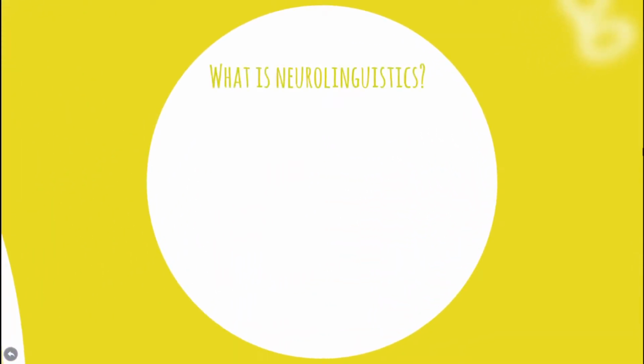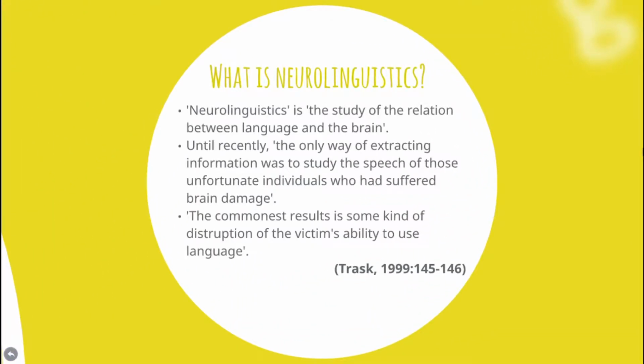In order to fully comprehend the following discussion, it is essential we first know what is meant by the terms neurolinguistics and aphasia. According to Trask, neurolinguistics is the study of the relation between language and the brain. Until recently, there was no direct way of examining the functioning of a normal, healthy brain. The only way of extracting information was to study the speech of those unfortunate individuals who had suffered brain damage. The commonest results are some kind of disruption of the victim's ability to use language.